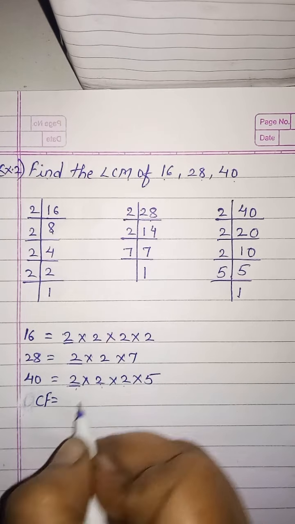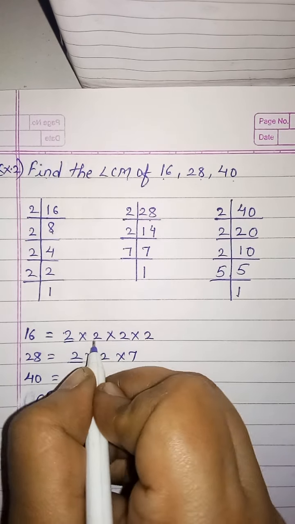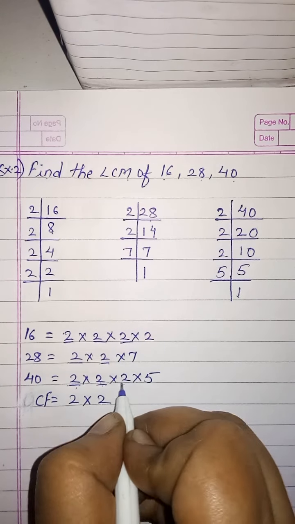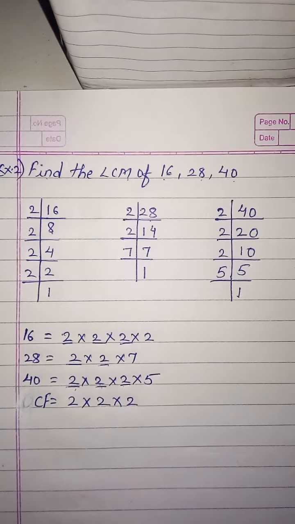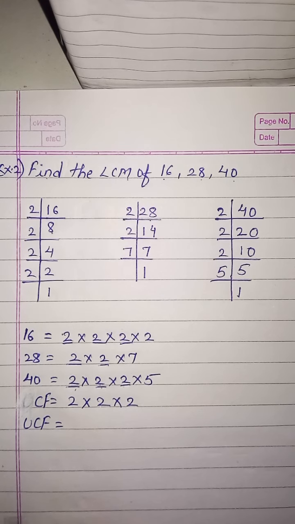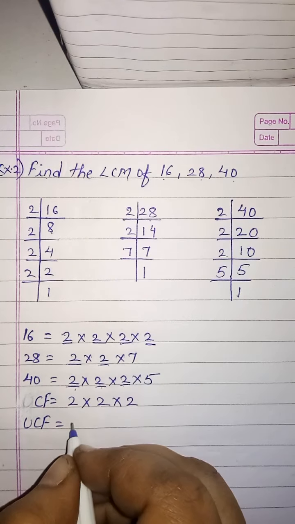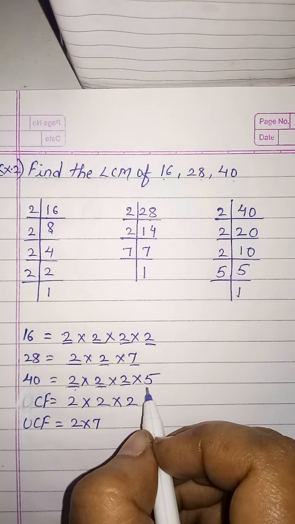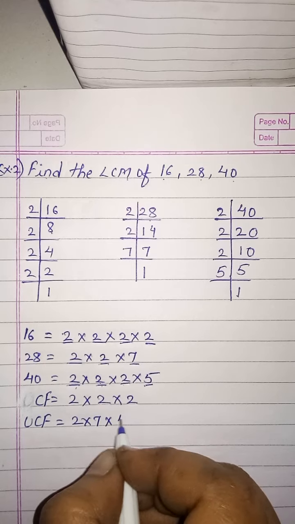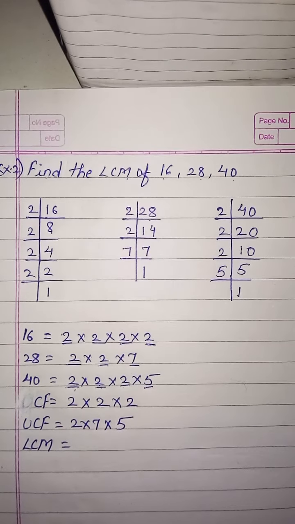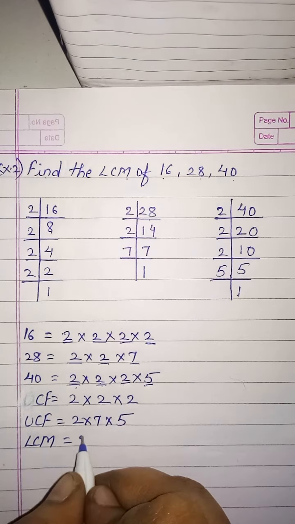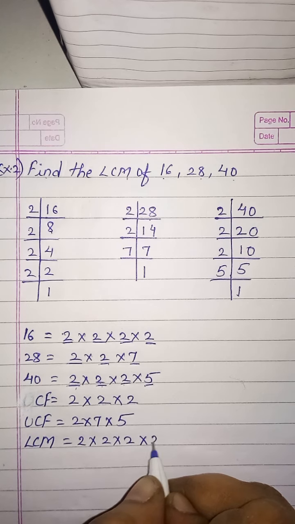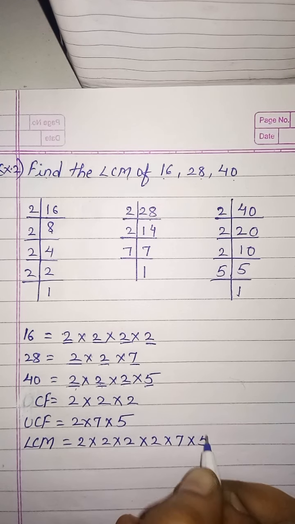2 2 2, 2 is common. Again 2 2 2, again 2 is common. Again 2 and this 2 is common. Now we will write the uncommon factors, that is 2, 7 into 7 and 5 into 5. Now we will write all the common factors together, that is 2 into 2 into 2. And now uncommon factors, 2 into 7 into 5.